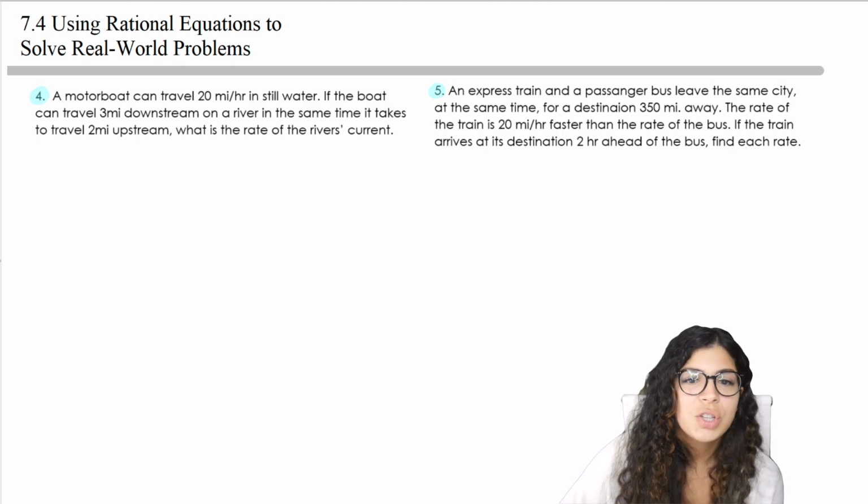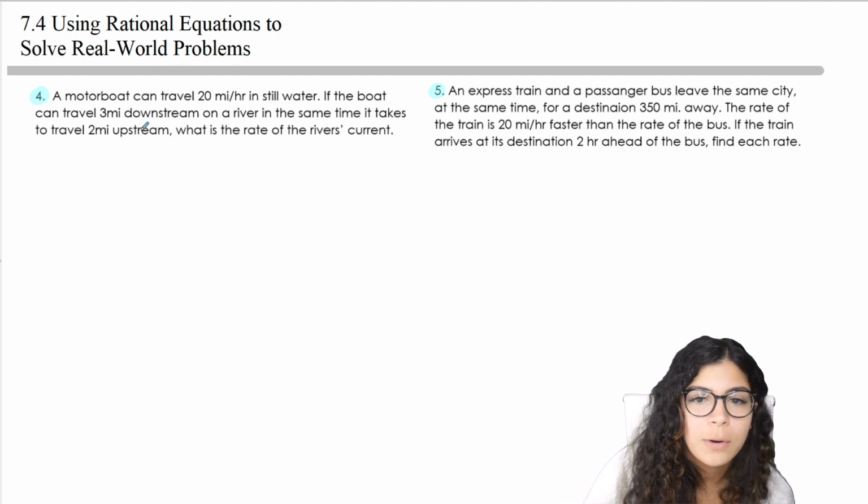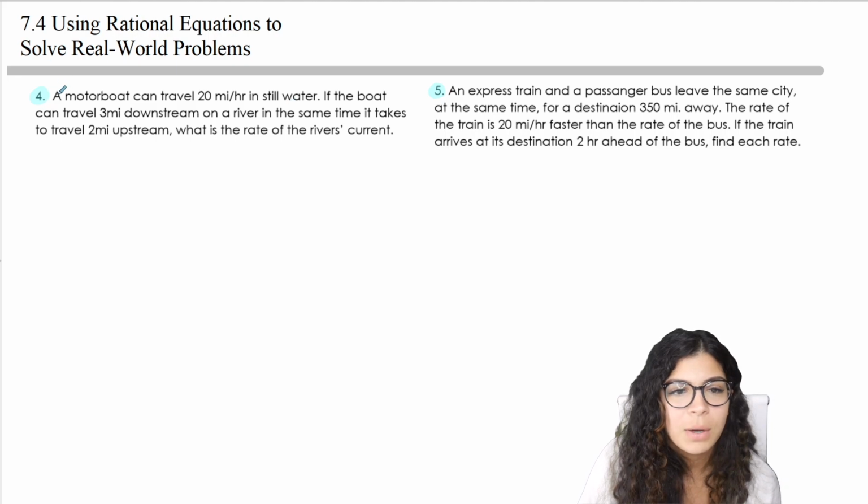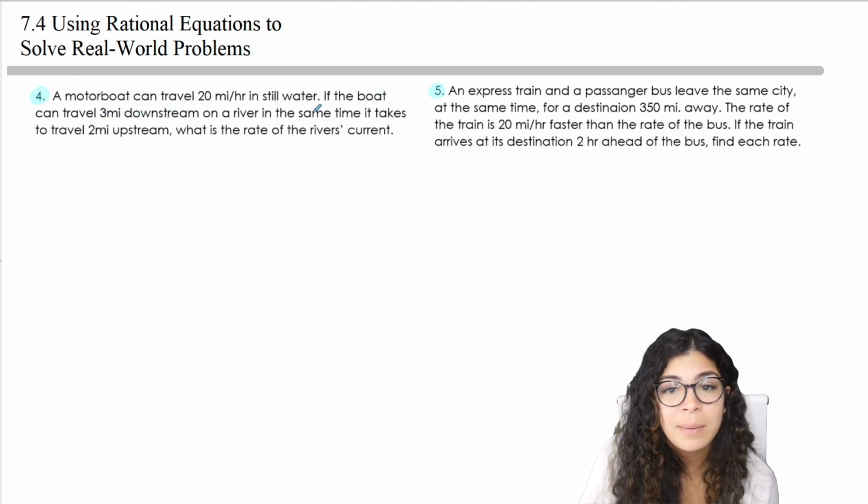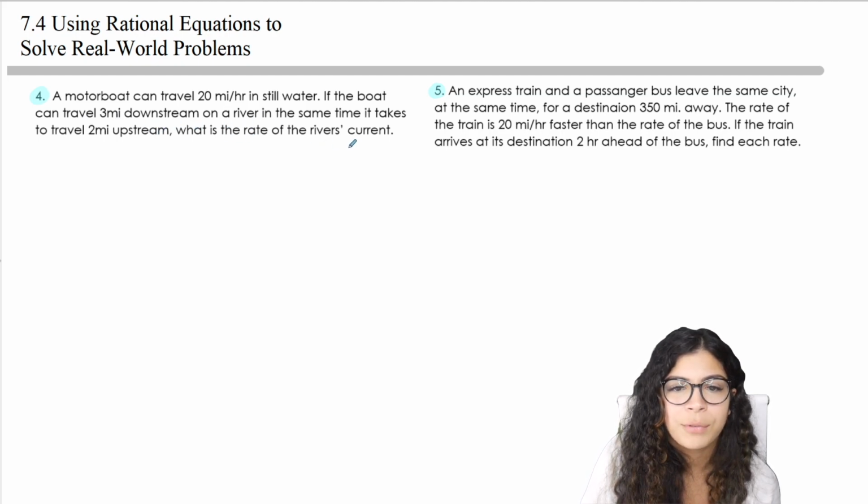Okay, so let's go ahead and work 4 and 5. We have a motorboat can travel 20 miles per hour in still water. If the boat can travel 3 miles downstream on a river in the same time it takes to travel 2 miles upstream, what is the rate of the river's current?